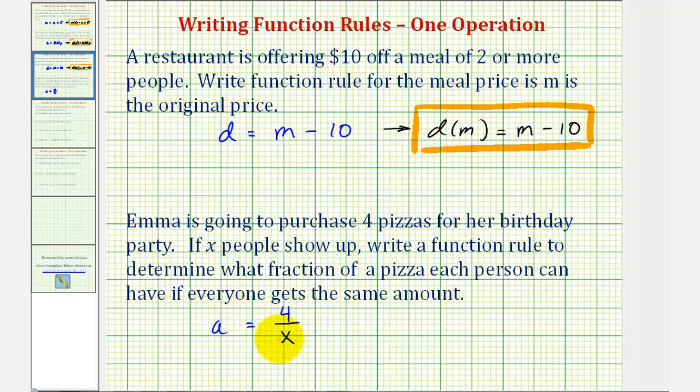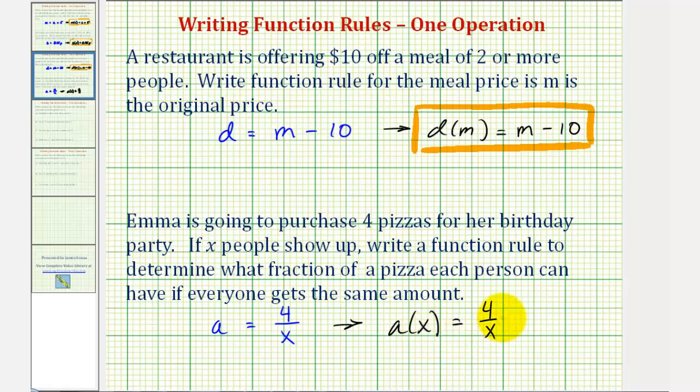Again, A is a function of X, so using function notation, we can say that A of X equals 4 divided by X. If we want to test this out, notice how if one person shows up, 4 divided by 1 would be equal to 4, that one person gets all 4 pizzas.